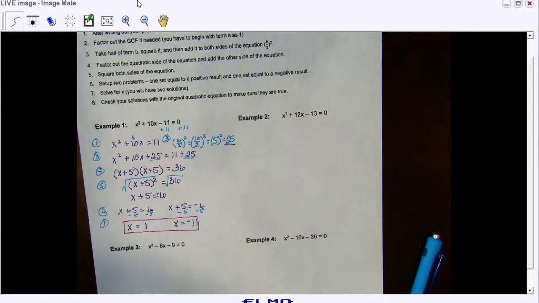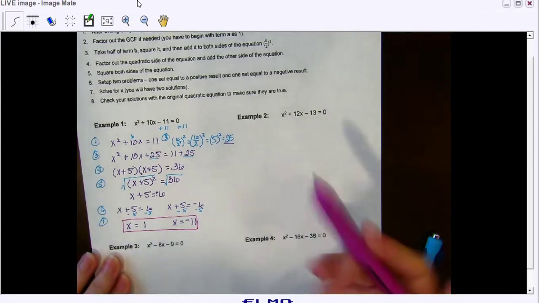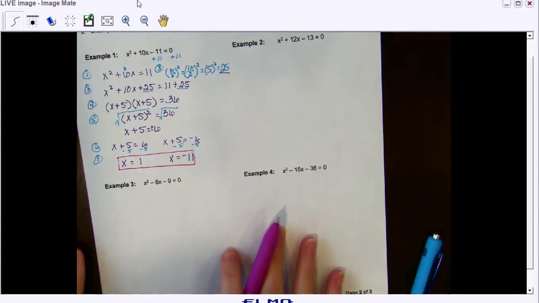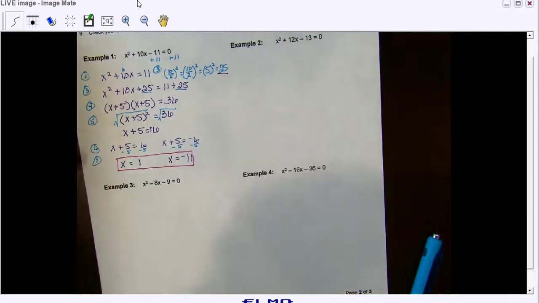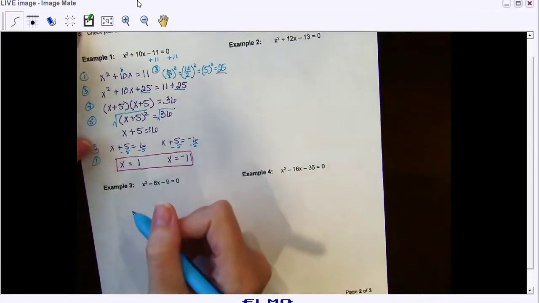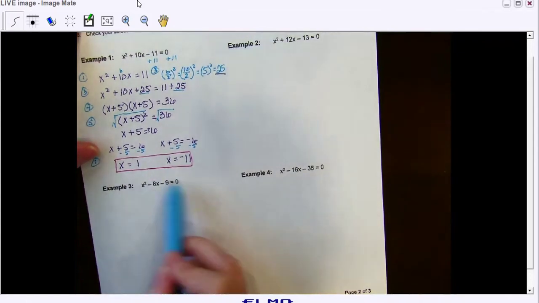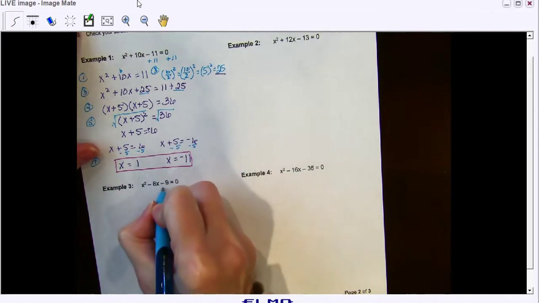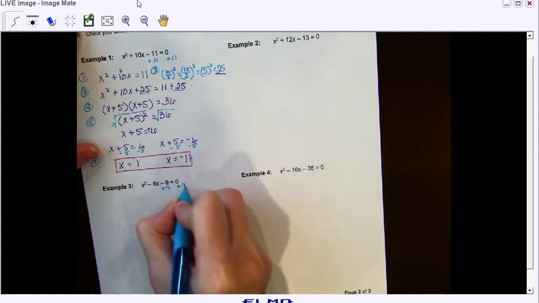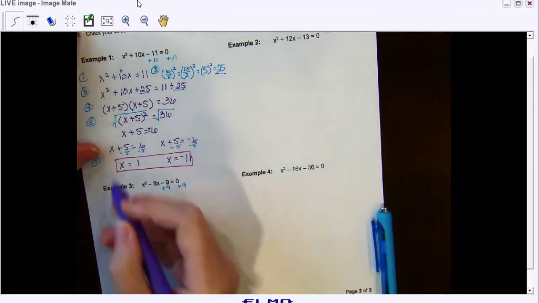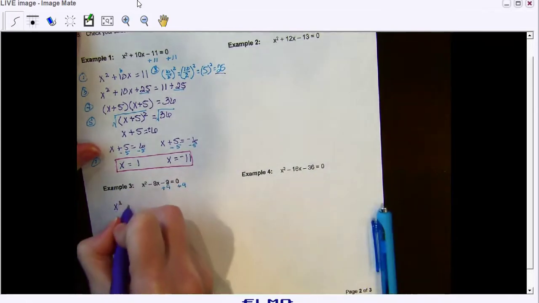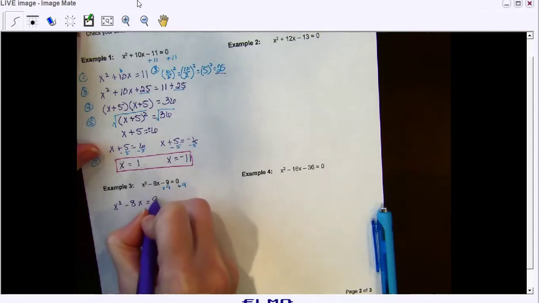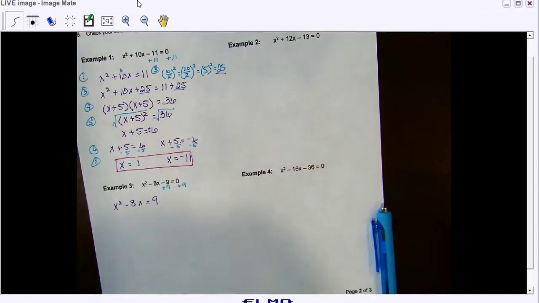I am going to do example 3, and then I'm going to have you try to do example 2 and 4 on your own. Okay. So let's go down to example 3. Again, we're going to follow the steps. The first step says after writing your problem, you're going to move term C to the other side. So we're going to add 9 to both sides. So we end up with x squared minus 8x equals 9. Okay, so that's step 1.